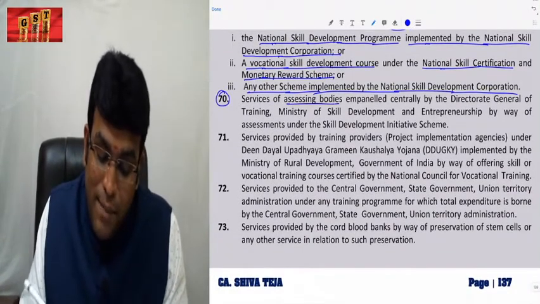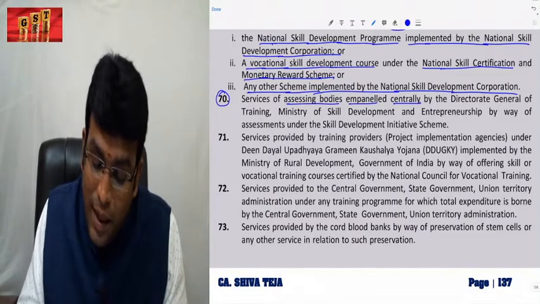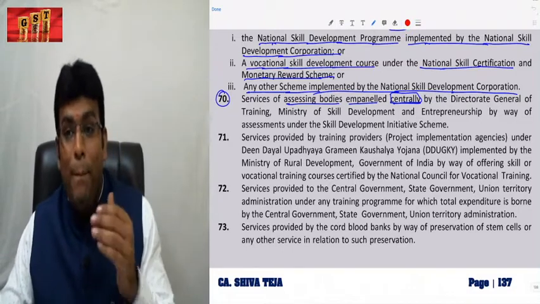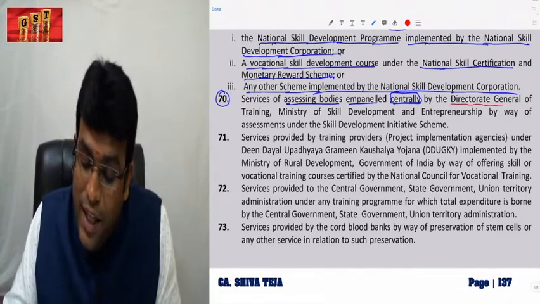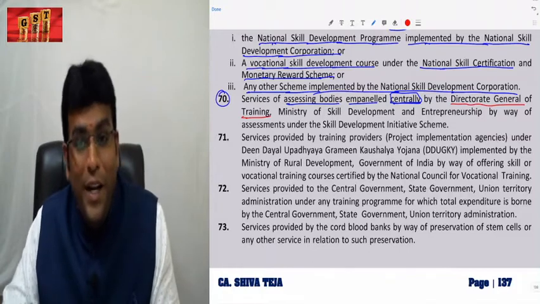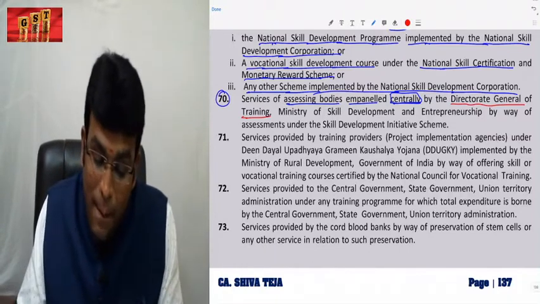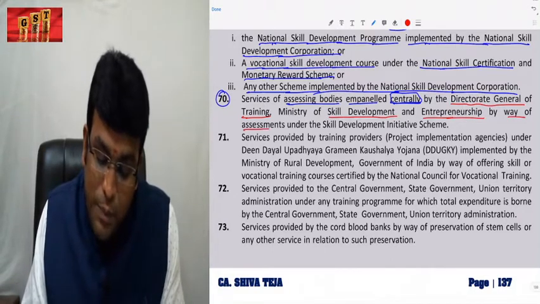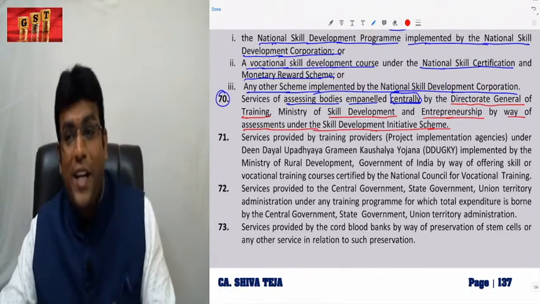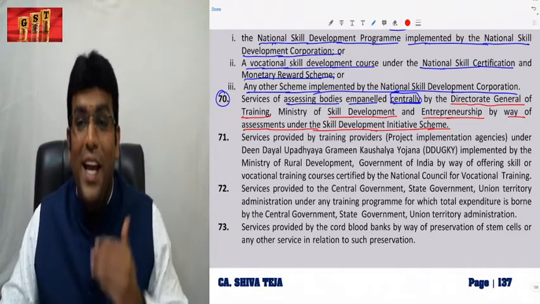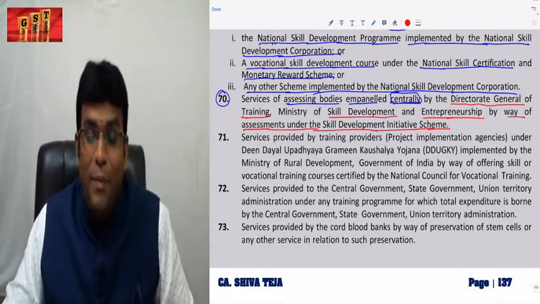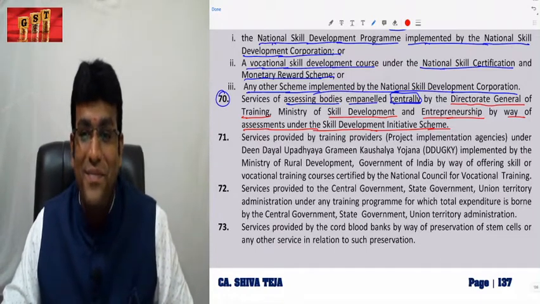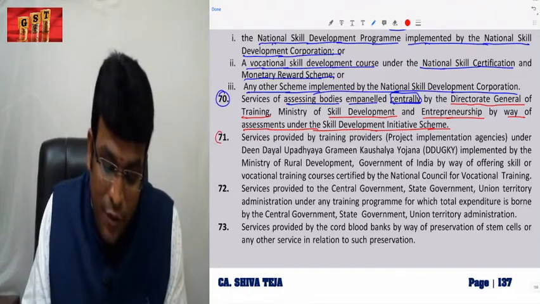Services of assessing bodies empaneled centrally. I repeat one more time. Services of assessing bodies empaneled centrally by Directorate General of Training. Who, my dear friends? Directorate General of Training, Ministry of again what? Skill Development and Entrepreneurship by way of assessments under Skill Development Initiative Activities or Skill Development Initiative Scheme. That is purely exempt, my dear friends. Clear, sir? Then 71st point.